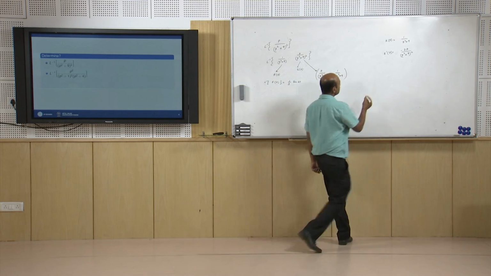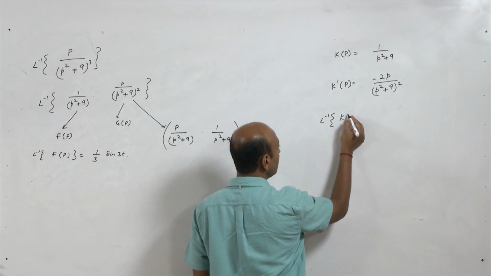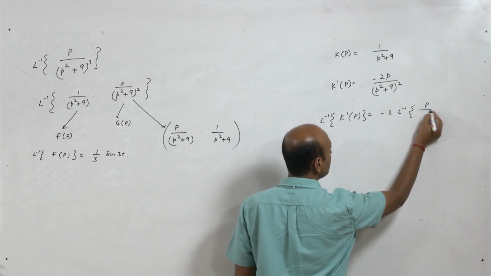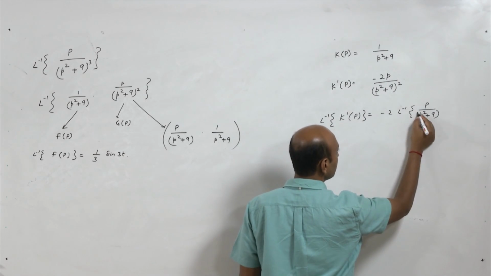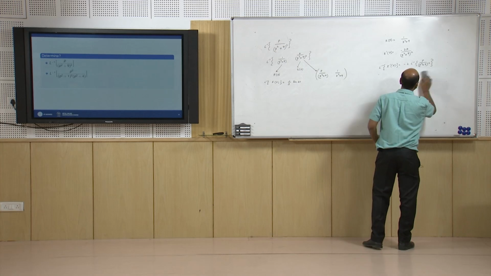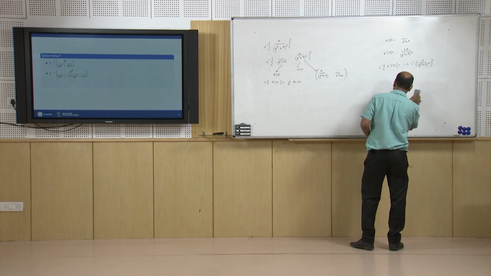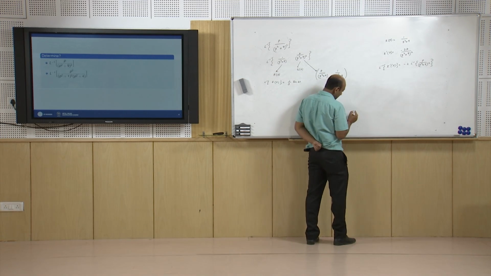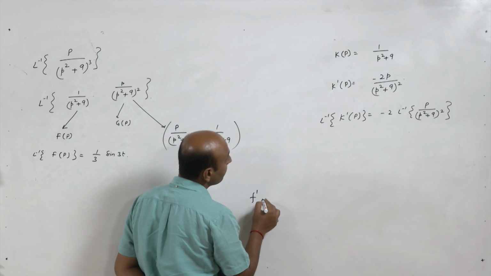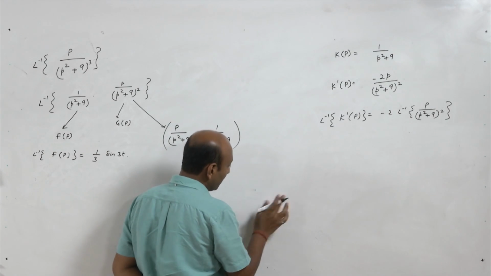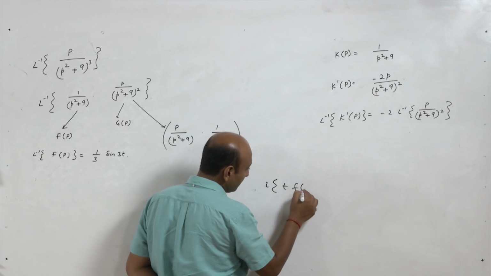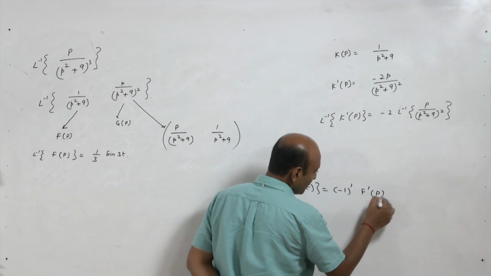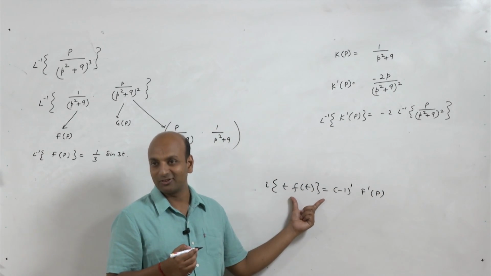So, now Laplace inverse of k dash p is nothing but minus 2 times Laplace inverse of p upon p square plus 9 whole square. We want to find out Laplace inverse of this expression. So, what is f dash? Laplace of t f t is nothing but minus 1 to the power 1 f dash p. So, actually we have to use this property.